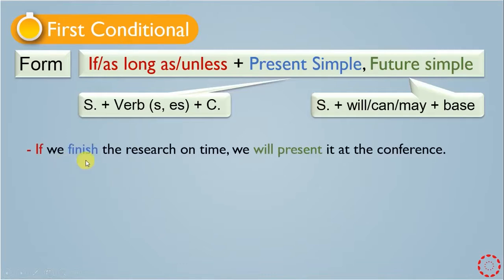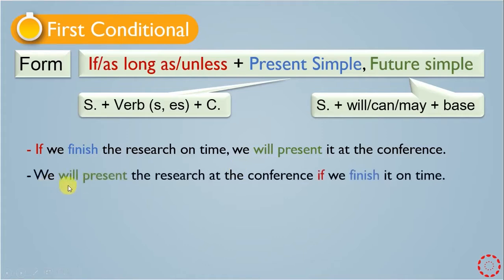Look at these examples. If we finish the research on time, this is the conditional statement. I mean the first sentence, this is the present simple tense. We finish the research on time. We will present it at the conference. Will present is the future simple.